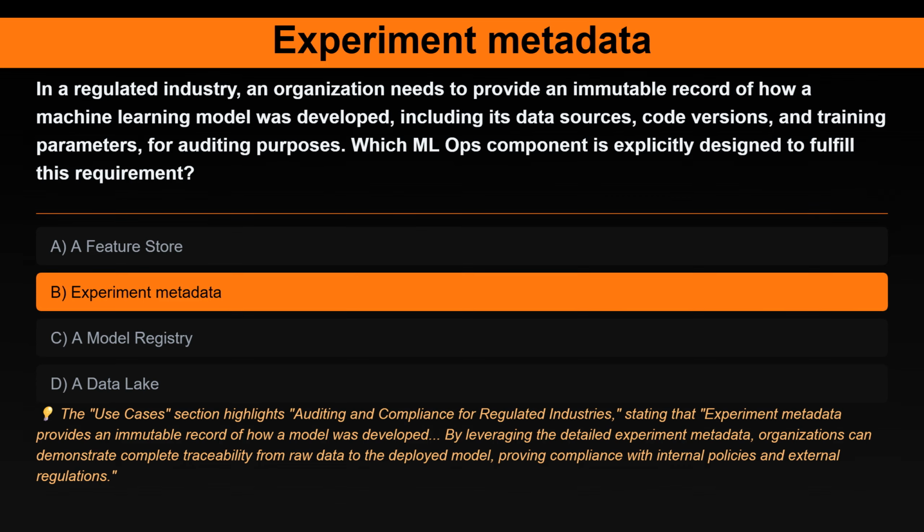The correct answer is experiment metadata. Here's the explanation. The use cases section highlights auditing and compliance for regulated industries, stating that experiment metadata provides an immutable record of how a model was developed. By leveraging the detailed experiment metadata, organizations can demonstrate complete traceability from raw data to the deployed model, proving compliance with internal policies and external regulations.